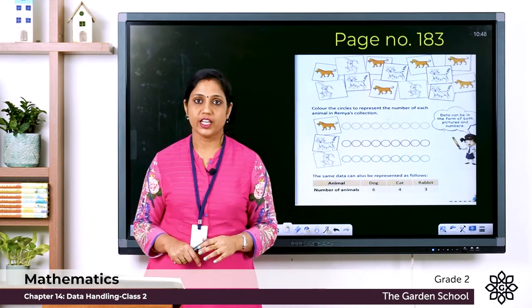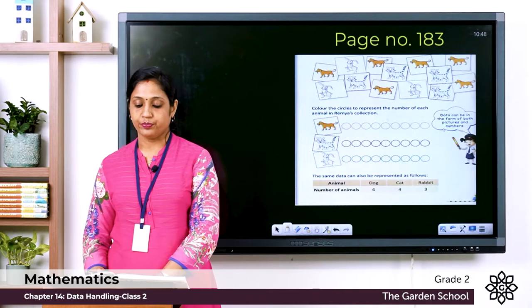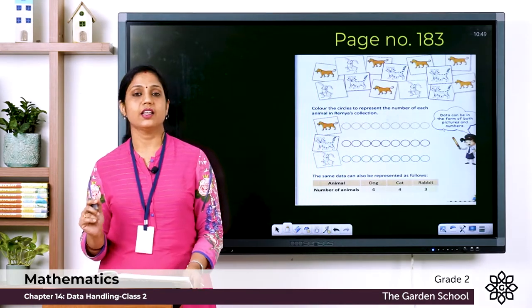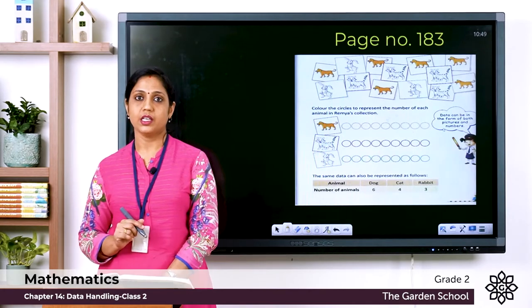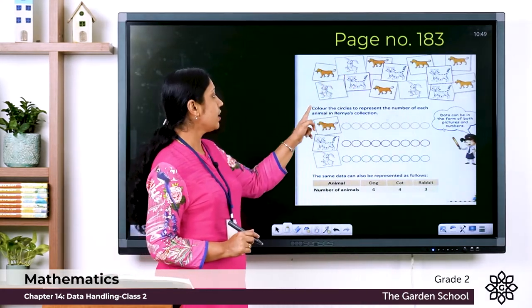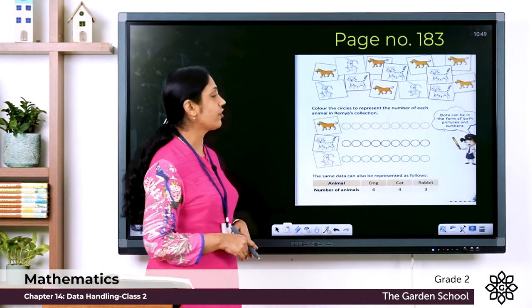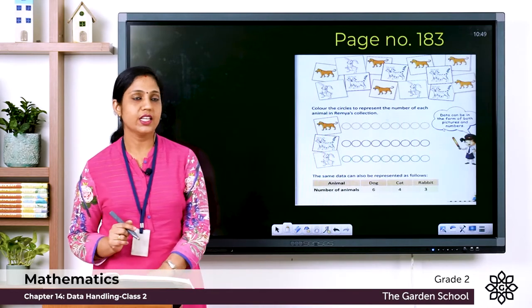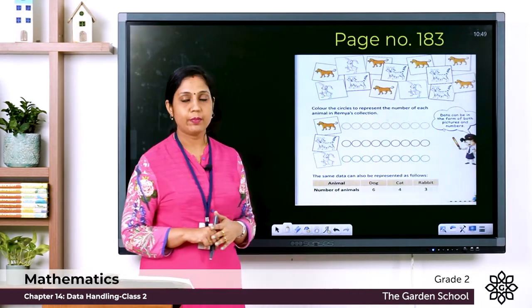Now you can open your textbook. Page number 183. So you can see an exercise there. Given below is Ramya's collection of pictures of animals. So you can see pictures of animals given. The next is, color the circles to represent the number of each animal in Ramya's collection. So you can see in this picture, dog, cat and rabbit are given.